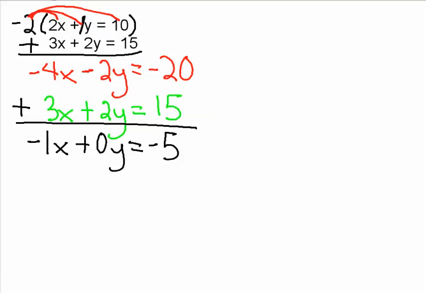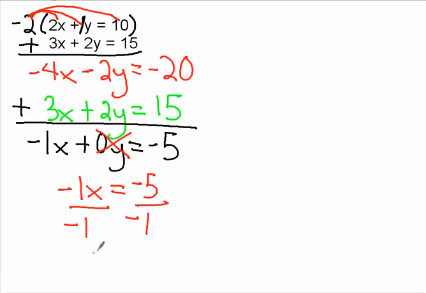And 0 times anything is 0. So if it was 0 times 1, 0 times 2, 0 times 3, it doesn't matter. That cancels out the 0y. So what we're left with is -1x equals -5. You divide both sides by -1 to get rid of that -1 in front of the x, and x is going to equal 5. Good?